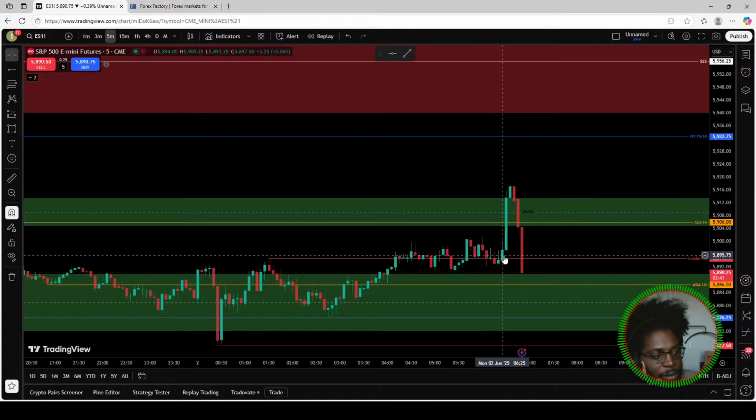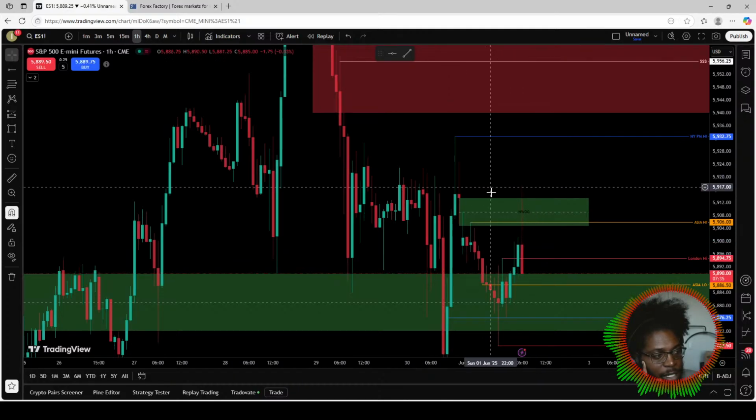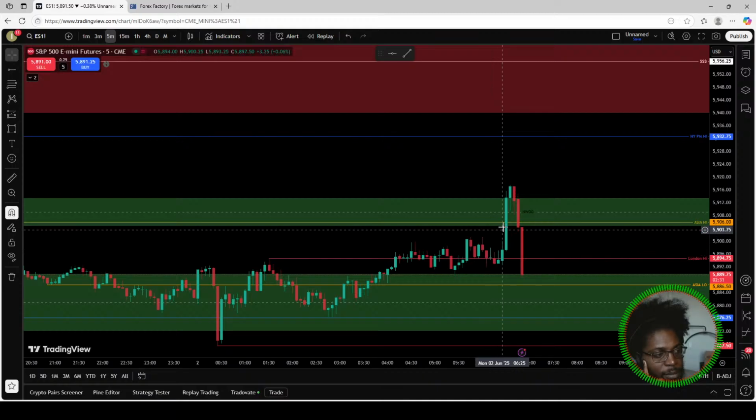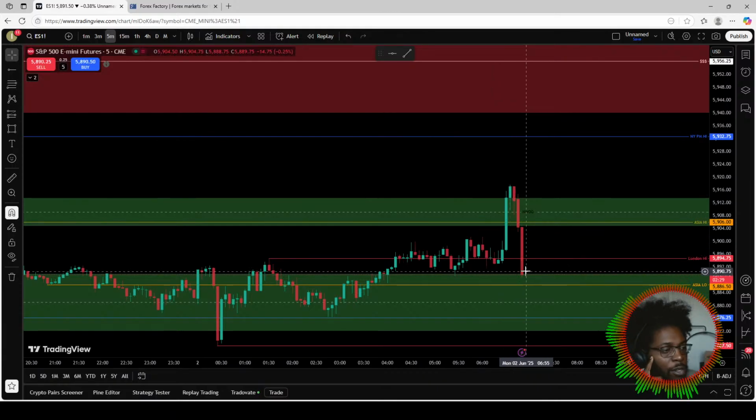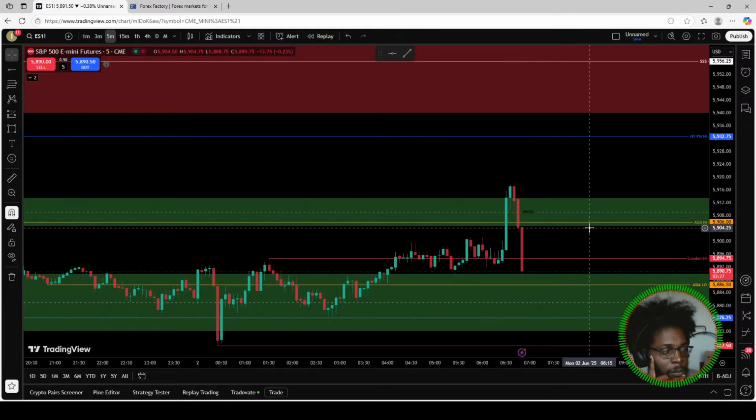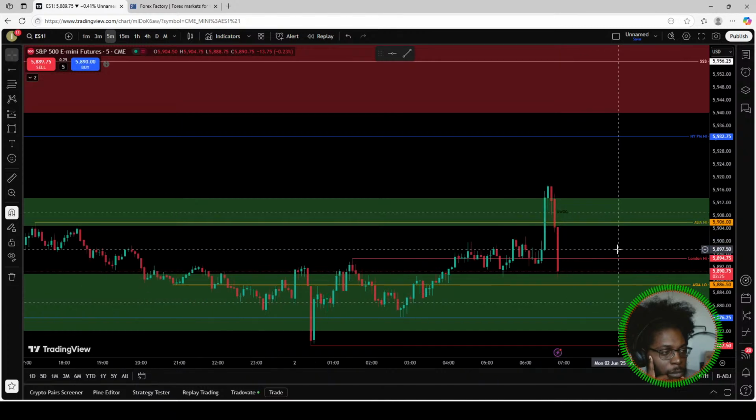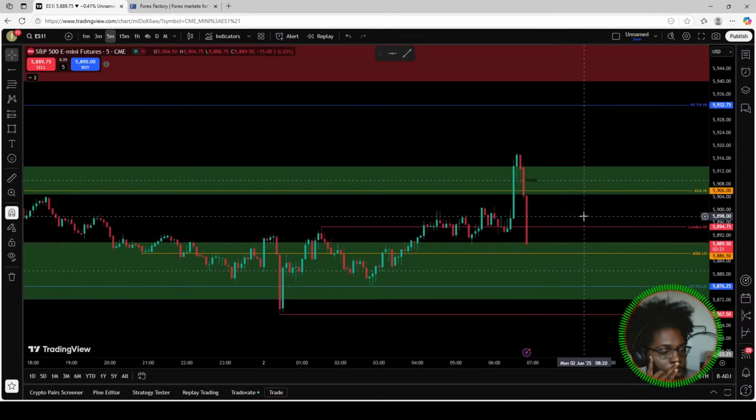So that wick was pretty much these 5 minute candles right here. If you're on the 1 hour, all of this price action, this is what it looks like on the 5 minute chart. Came up, then sold off real hard. Still got 8 more minutes before I want to get into anything.